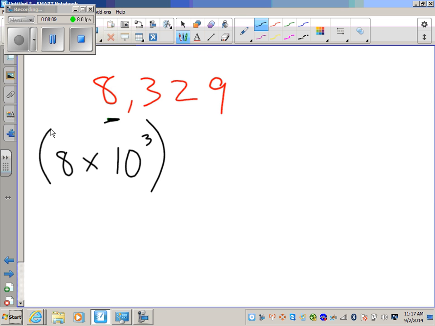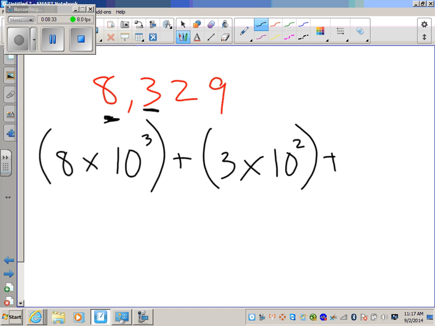And if you're not sure, look at what we're working with. We're working with the 8 and the 1,000. How many places come after it? 3. So it's the same kind of deal. All right, that one's separated. We're going to put a plus sign. Now we're going to focus on the 3. So 3 times 10 to the, how many places come after the 3 before we get to the decimal? 2, 10 to the second.